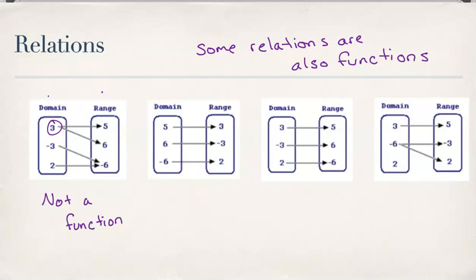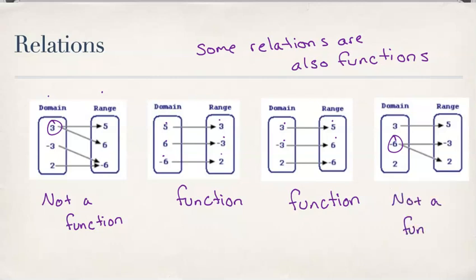This domain, every element in this domain goes to a unique value in the range, so this is a function. Every element in this domain goes to a unique element in the range, so this is a function. And this one, this element of the domain goes to more than one element of the range. -6 goes to both -3 and 2. That is not a function. Okay.